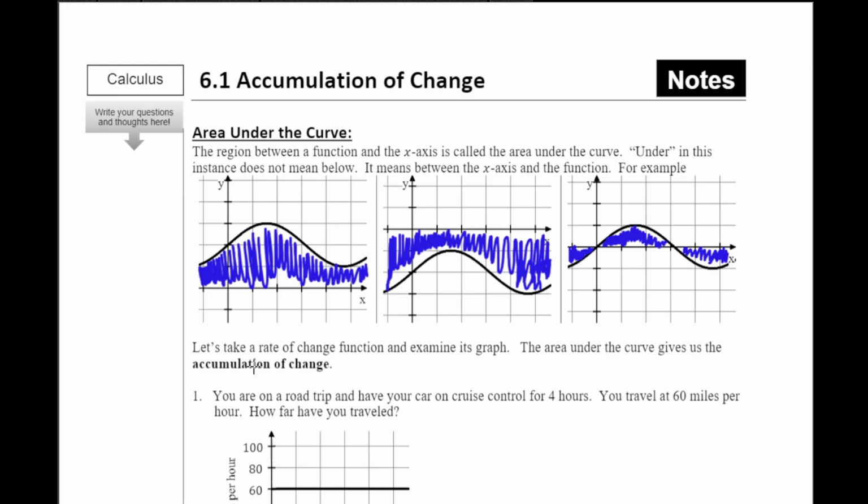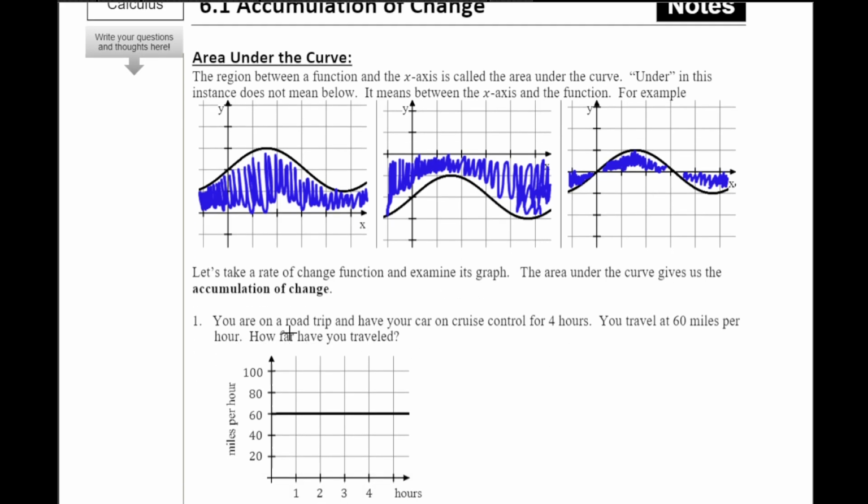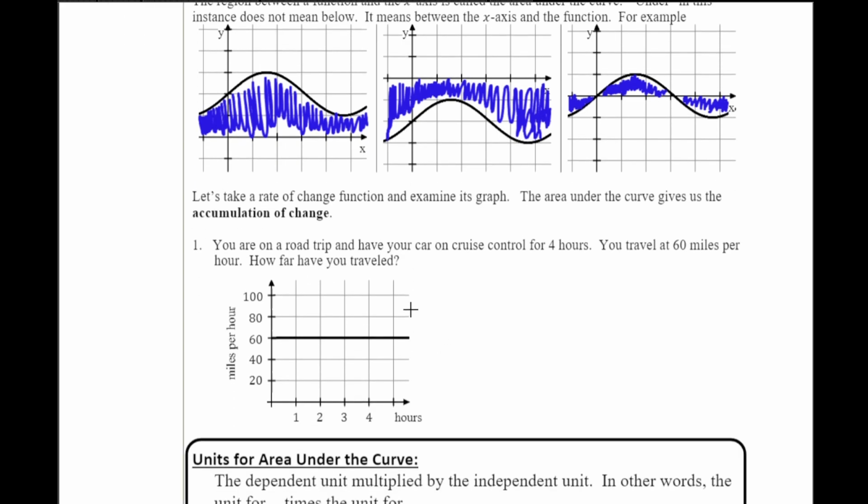So let's take our rate of change function and examine its graph. The area underneath the curve gives us the accumulation of change. So a problem here: you're on a road trip and have your car on cruise control for 4 hours. You travel at 60 miles per hour. How far have you traveled? From this problem you can probably easily tell, just 4 times 60, right?